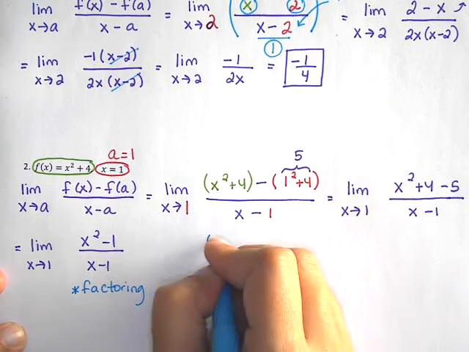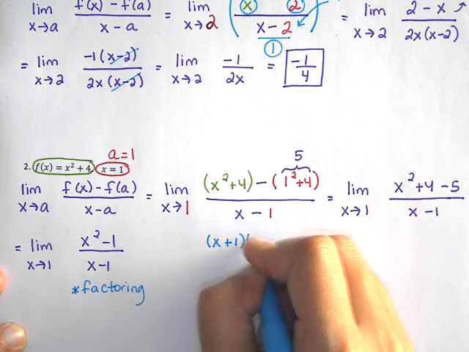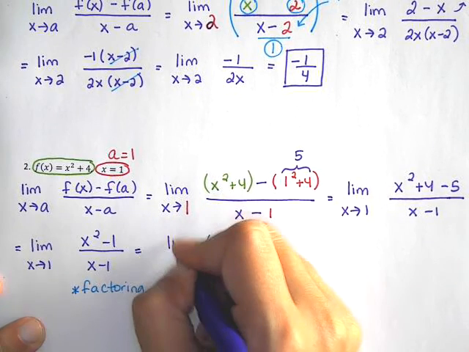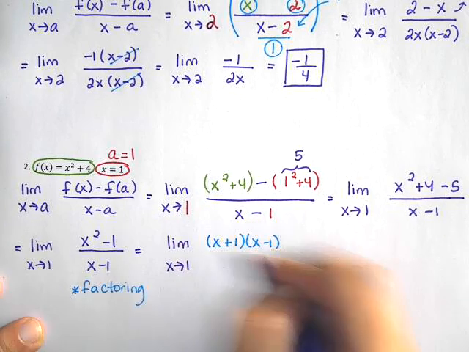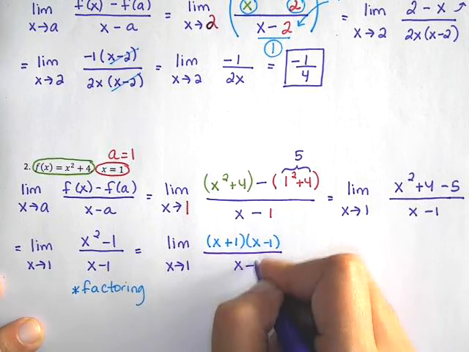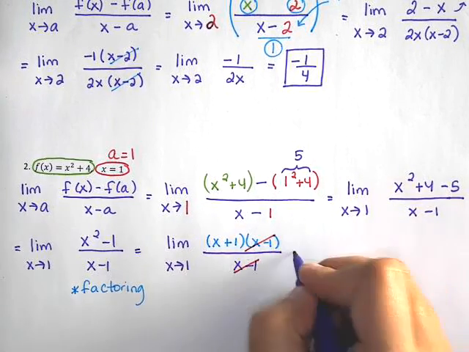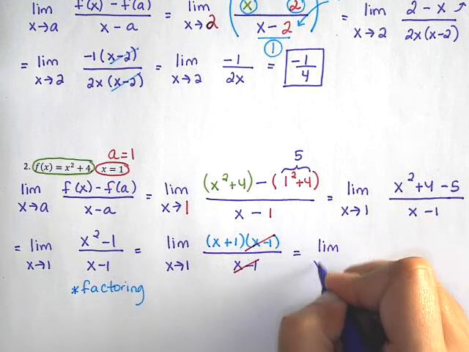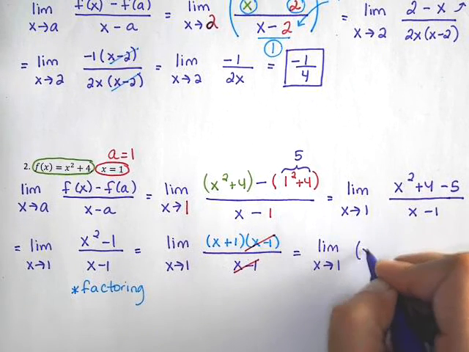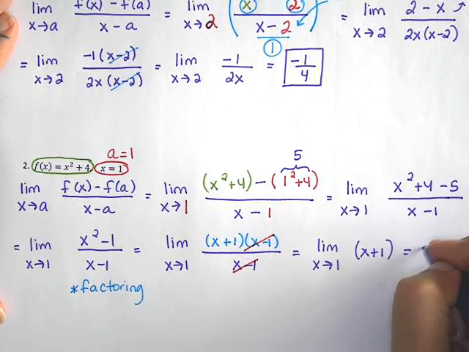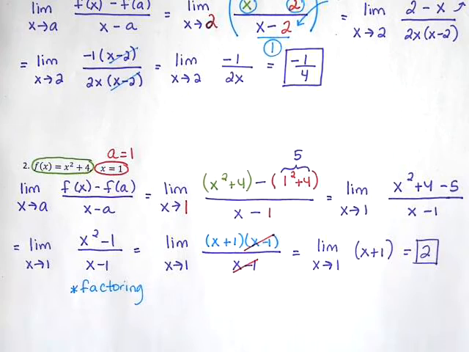So the numerator is going to factor to be x plus 1 times x minus 1, and then we're going to have the limit as x approaches 1 of x plus 1 times x minus 1 all over x minus 1. The x minus 1's cancel, and so we just get the limit as x approaches 1 of x plus 1. Now we can substitute, so if you can plug it in, you just plug it in and you get 2.